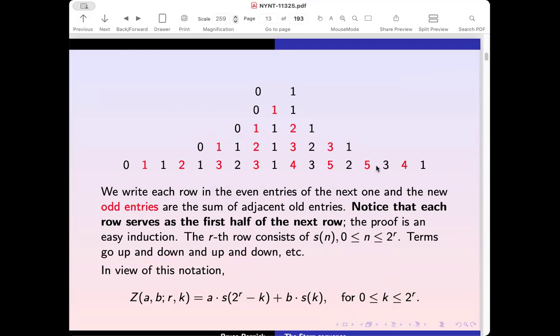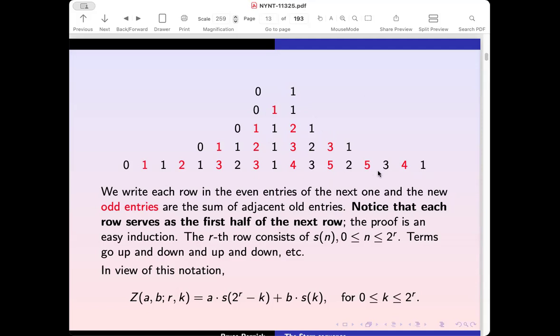And there it is. Rather than put a lot of pauses in here, in each row, I've let the odd elements be in red and the previous row in black. Each row serves as the first half of the next row. So this defines a sequence, and if you look at the way this is constructed, this is the Stern sequence. This is S of 0 through S of 16. Very easy to write down.